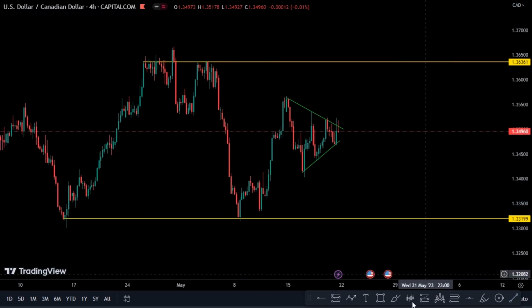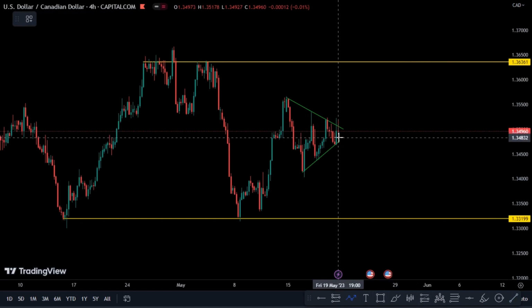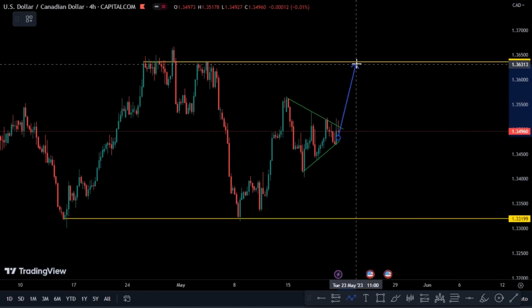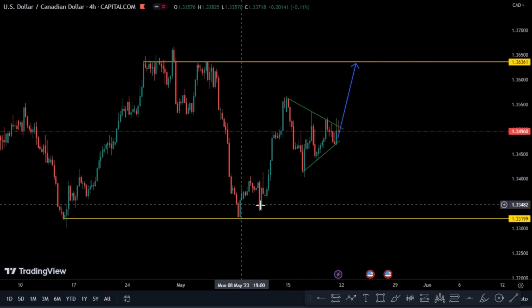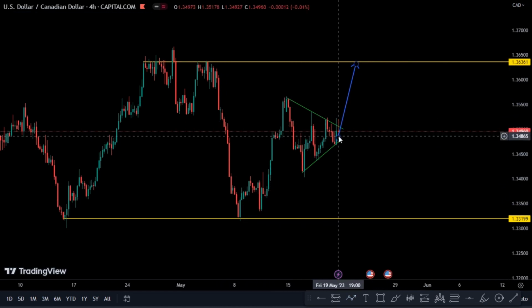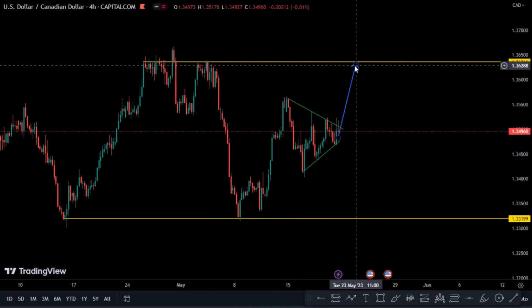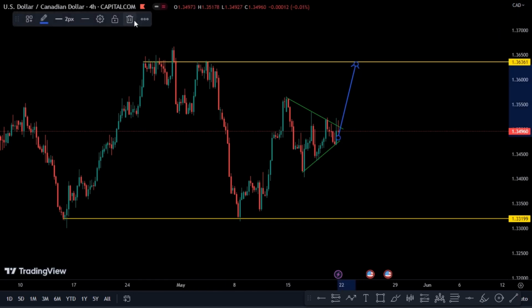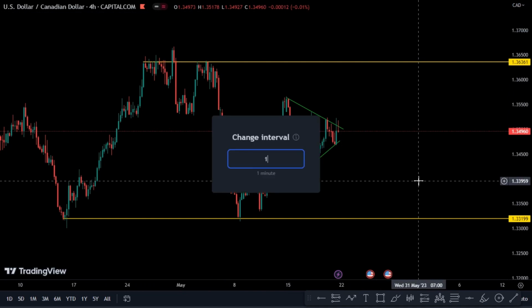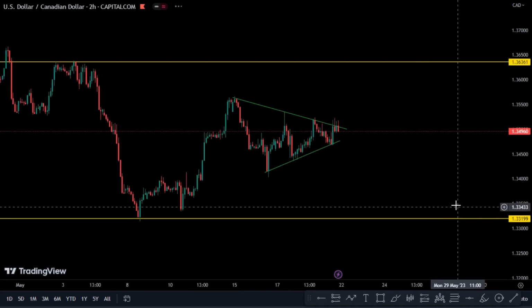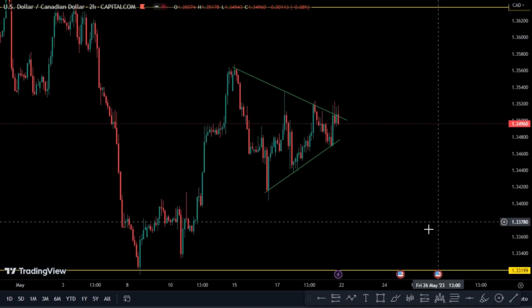Okay, and then from this structure we would anticipate a market that is going to push from this structure all the way to that level. As you can see, this is impulse correction, and then what comes next is an impulse. So this is what we are anticipating on USDCAD, which happens to be in line with our DXY as well. So let's see what smaller time frames are telling us.